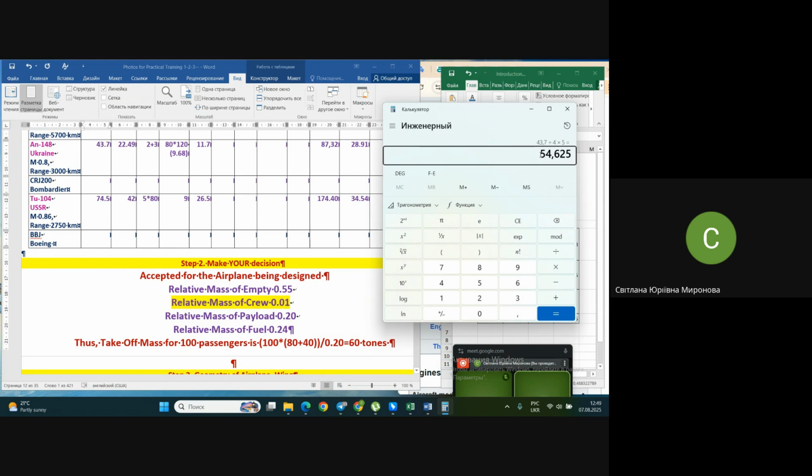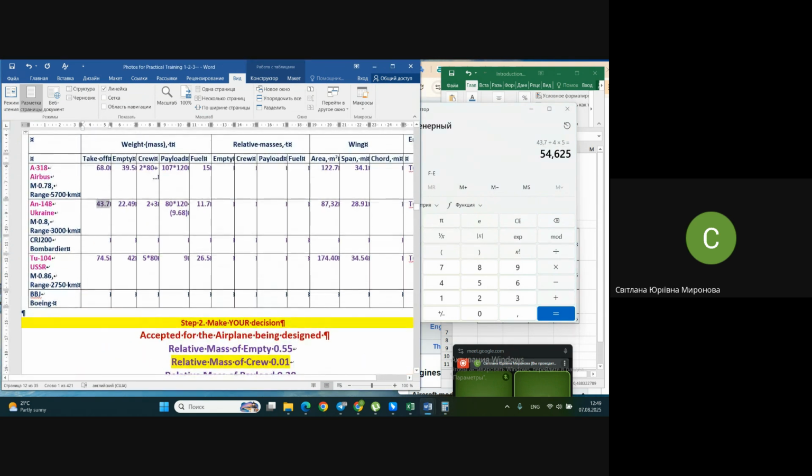54 is less. Now, then we already have selected for the zero weight. What about Airbus? Airbus for 100 of people. No, there is not 100 of people. It's around 107 for this takeoff weight. It's a little bit more than 60 ton.